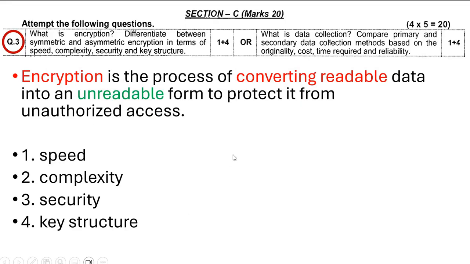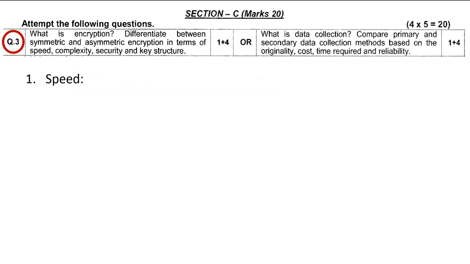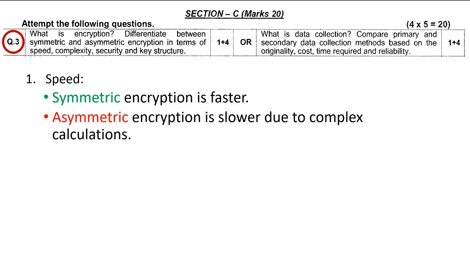We will discuss the difference between symmetric and asymmetric in terms of the following: speed, complexity, security, and key structure. Speed. What is speed? In symmetric, encryption is faster. If you are talking about speed, symmetric is faster, while asymmetric encryption is slow due to complex calculation.